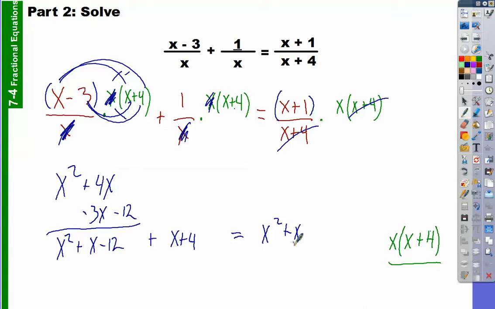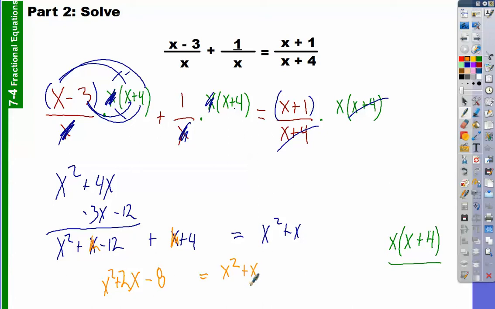All right. So now it's time to combine similar terms on the left side of our equation. So what is similar here? x and x. So what is x plus x? 2x. So we combine these. Do we have anything else that's similar? Negative 12 and 4. So negative 12 plus 4 is negative 8. And we still have the x squared. And this is all going to equal x squared plus x.